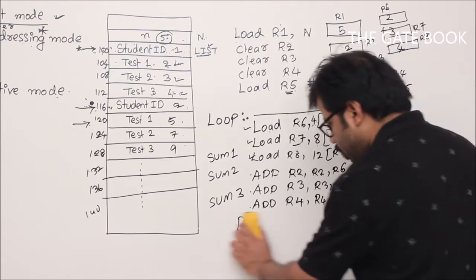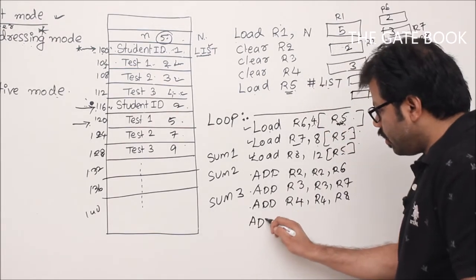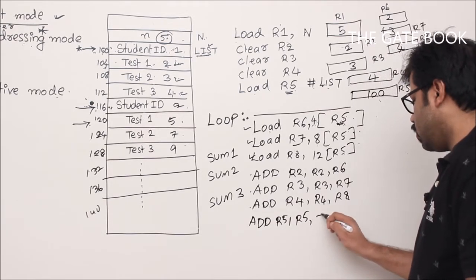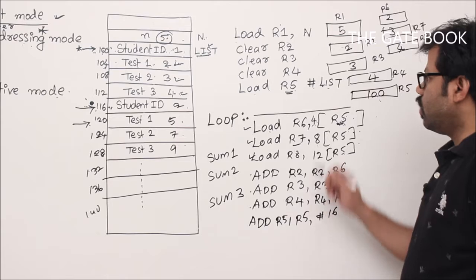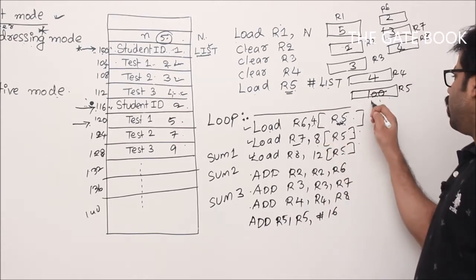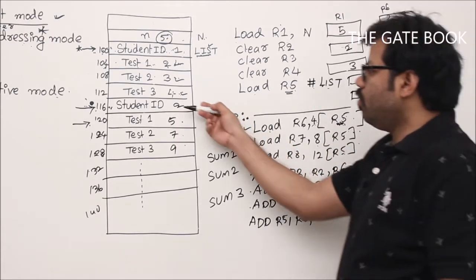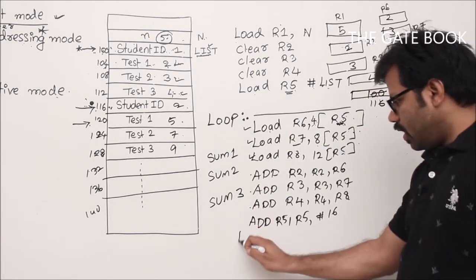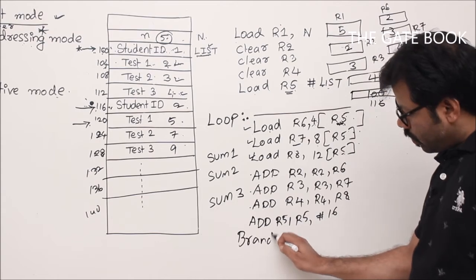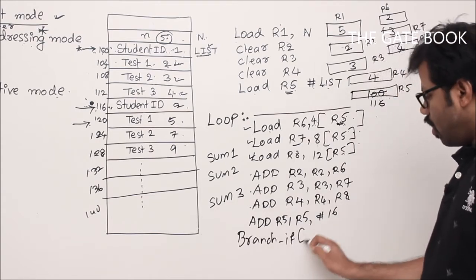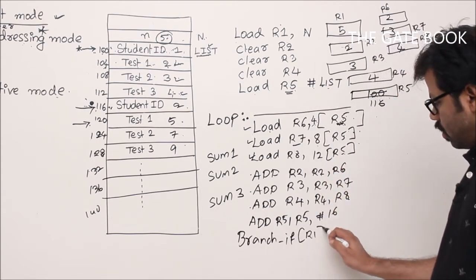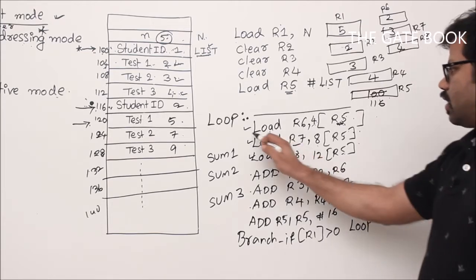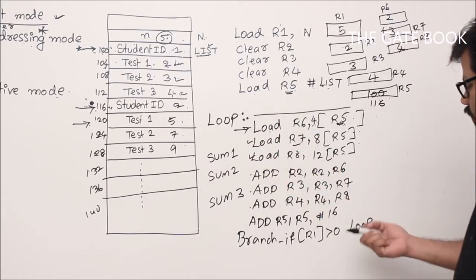So for that, let me remove this branch. Here I write add R5 equal to R5 plus 16. If I do that, initially R5 is 100, next time it will become 116. So it will point to this one and the remaining story is the same. So you can understand, not a problem. Here I write branch if R1 greater than 0, then go to loop, right? So loop is nothing but this instruction. Now we will see whether it works or not.